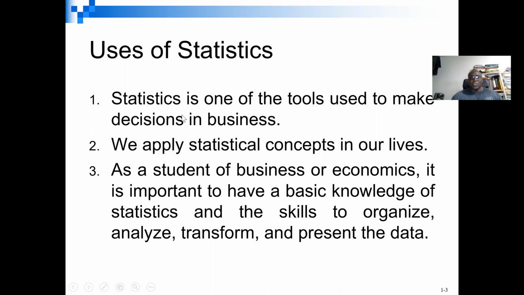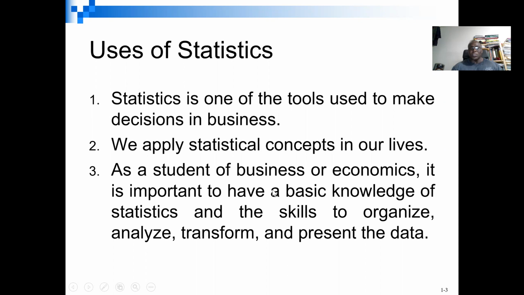Here we say statistics is one of the tools used to make decisions in business. Also, we can apply the concept in our life. And as a student of business or economics, it's very important that we have the basic knowledge of statistics and also the skills to organize, analyze, transform, and present data.